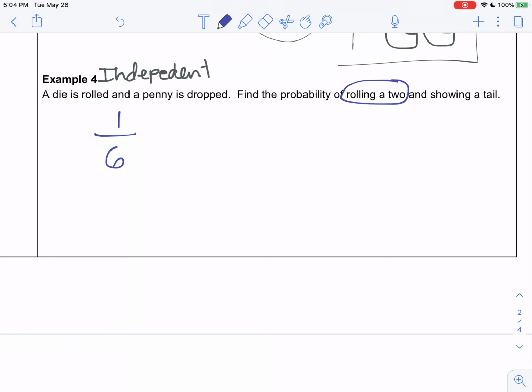The probability of rolling a 2: there is 1 two on the side of a die and 6 sides if we're talking about a standard 6-sided die. Looking at the second choice, we want to show a tail. There is 1 tail on a coin out of 2 sides. 1/6 times 1/2, multiplying numerators and denominators: the probability of rolling a 2 and getting a tail is 1 out of 12.